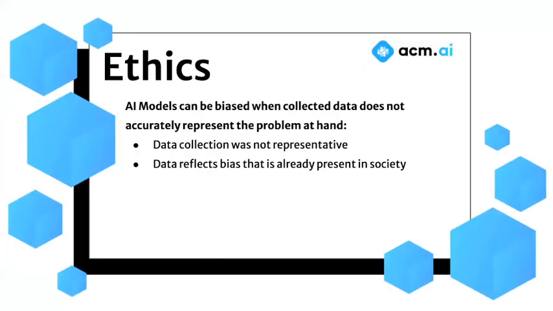All right, cool. Now we get to some more actual ethics this time. So AI models can be biased when collected data does not accurately represent the problem at hand. So data collection was not representative. Data reflects bias that is already present in society. So when we're talking about KNNs, what are we exactly doing? We are looking at its closest neighbors, right? So we're looking at the population that is most nearby it, and we're classifying based on that. Now, the question that we're going to ask is, what happens if that population was already biased? Your result will also be biased.